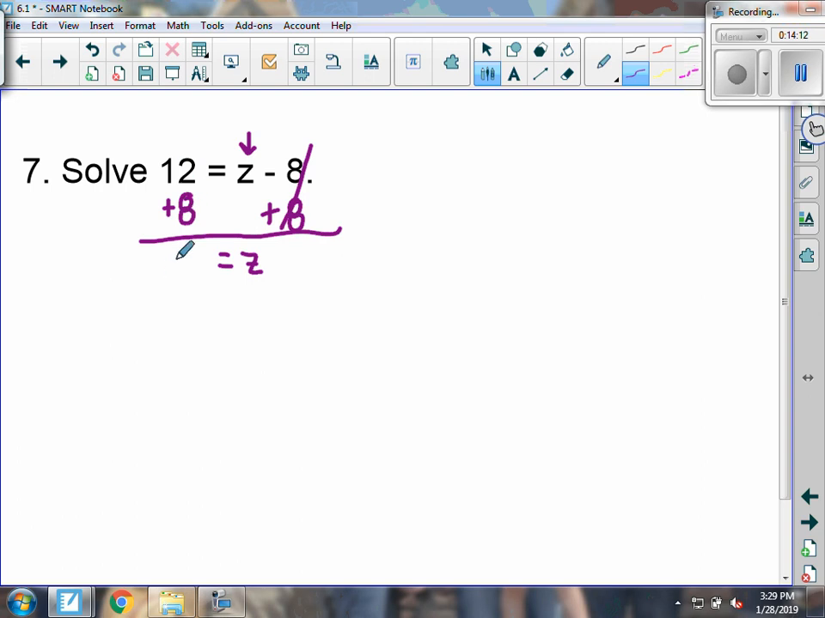12 plus 8 is 20. So 20 is equal to z. And remember, z is equal to 20 is the exact same thing. That's okay. The biggest thing I'm looking for is I want to see your original problem, what you're doing to it, and your final answer. You can write it either way for your final answer.